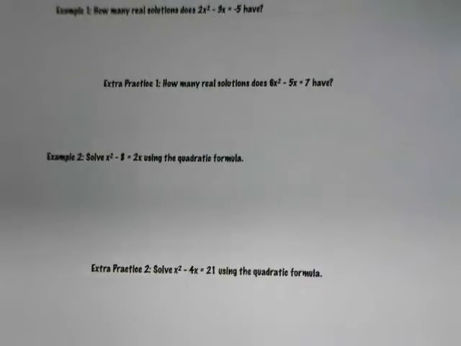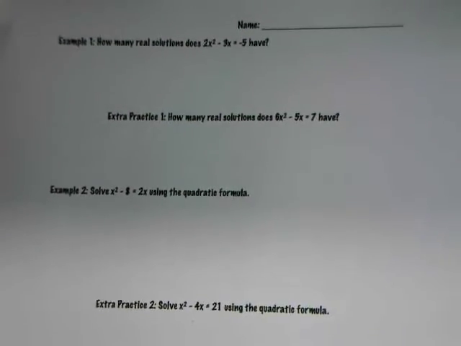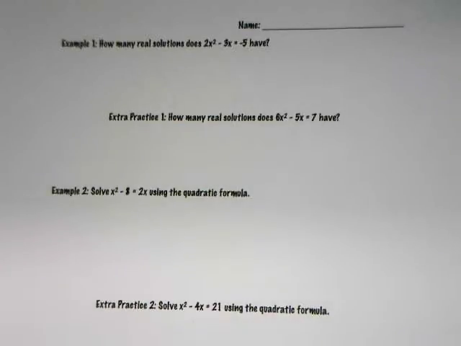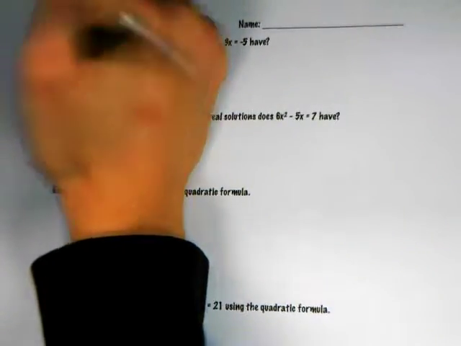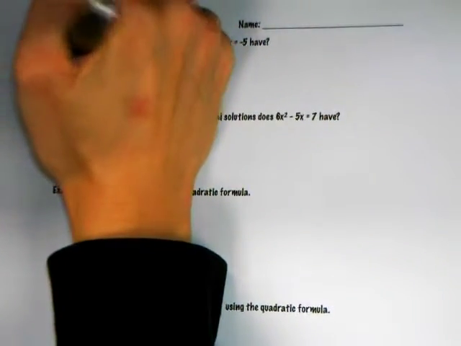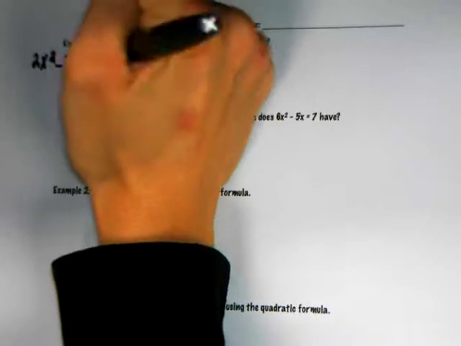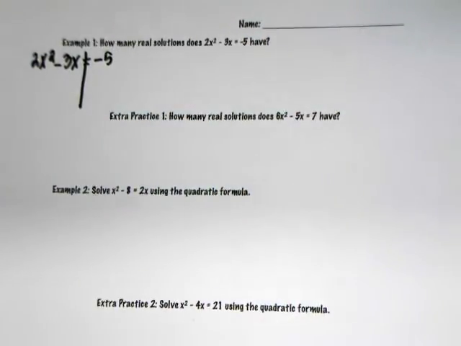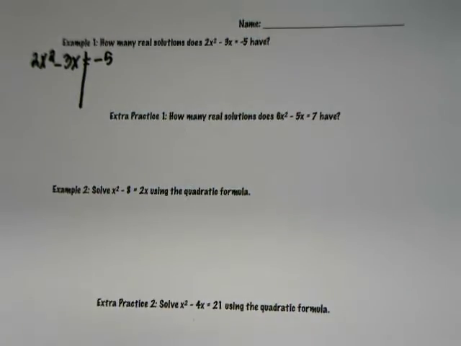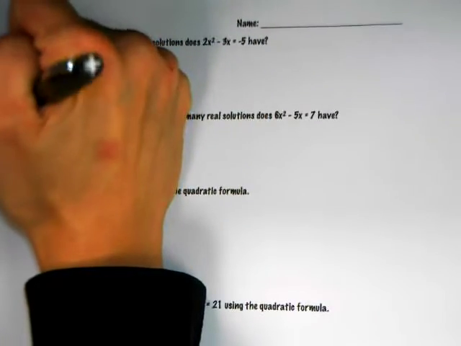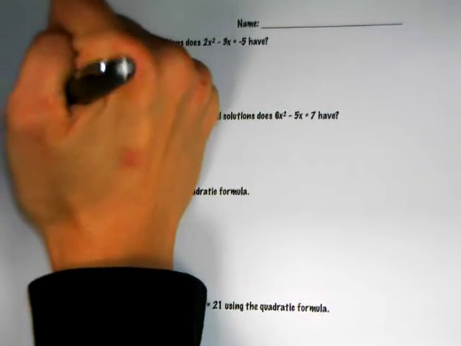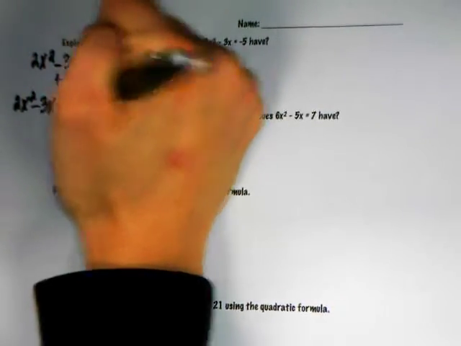So for these first ones, how many real solutions does that have? So when it's asking how many, that's when you use discriminant. So first you have to make it equal 0. So what am I going to do to make it equal 0? Yep, add 5 to the other side. So you get 2x squared minus 3x plus 5 equals 0.